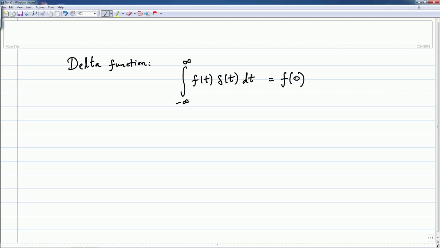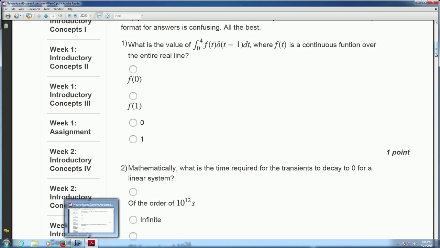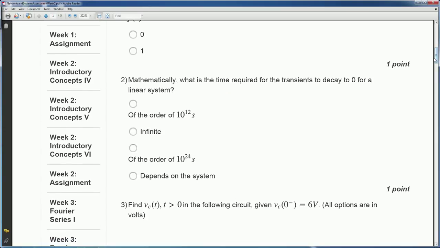Okay. So, if you move on to the other questions, the second question is once again an interesting and simple question. It is an intuitive question. It says, mathematically, what is the time required for the transients to decay to 0 for a linear system? Okay, so this is a mathematical question, not a practical question, and it is linked to the following question. You have this decaying exponential e to the power minus t. Mathematically, when does e to the power minus t become equal to 0? So, more or less that is the question that is being asked here. Think about it and ponder about it, and you might get an answer.